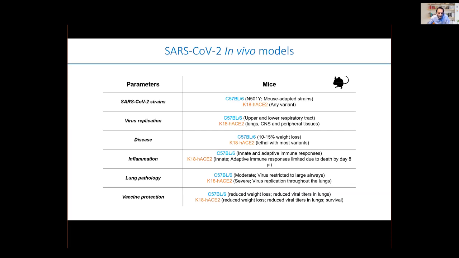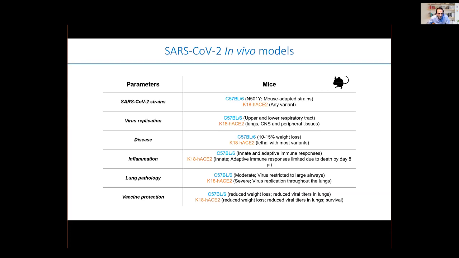One of the models that I'll highlight here is mice. There's been quite a bit of work done using mice. You can use both inbred mice as well as these K18 human ACE2 transgenic mice, in which the ACE2 receptor is overexpressed. For inbred mice, typically if you have a variant that expresses an N501Y within the spike protein, these variants will readily infect inbred mouse lines, which is great because it allows for a nice tractable genetic system for one to be able to pick apart the immune system.